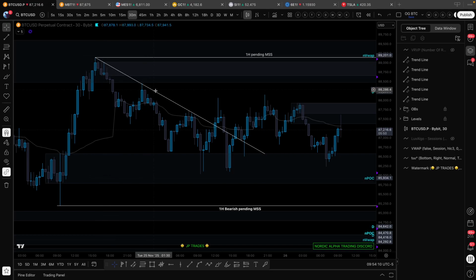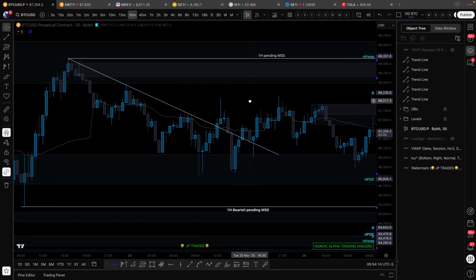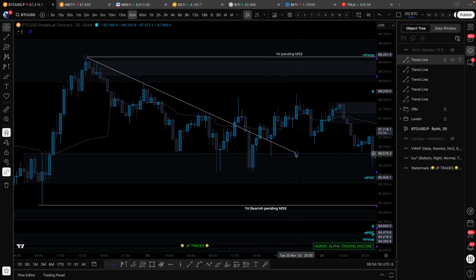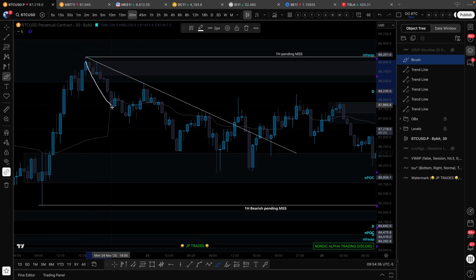Now, yesterday I was watching this trend line, and this is another reason why I don't take trend line trades. I do look at trend lines. However, I look at trend lines through the lens of liquidity, and I have a set of rules on how I use trend lines, but I don't trade trend lines, okay? And this is a very good example of why I don't trade trend lines.